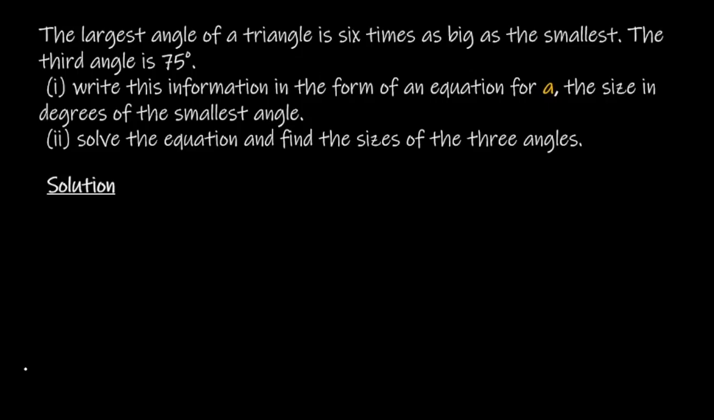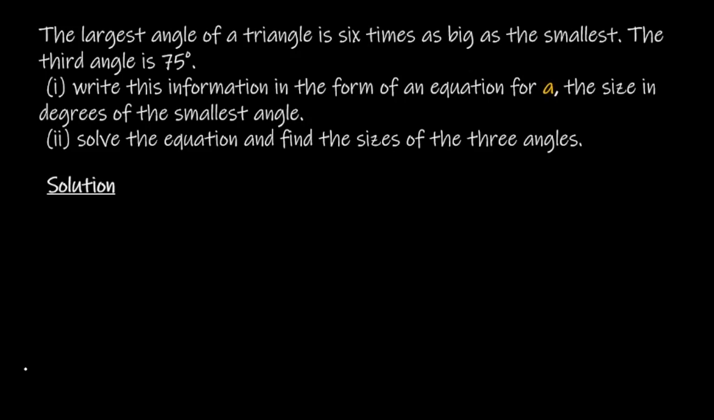We have here: the largest angle of a triangle is 6 times as big as the smallest. The third angle is 75 degrees. We are to write this information in the form of an equation for A, the size in degrees of the smallest angle, and then solve the equation and find the sizes of the three angles. Now this, like I said, is an application of linear equations.